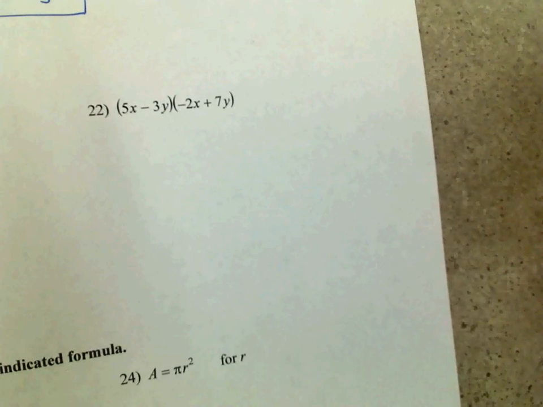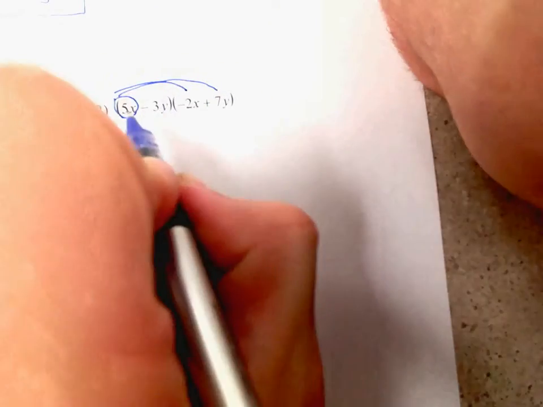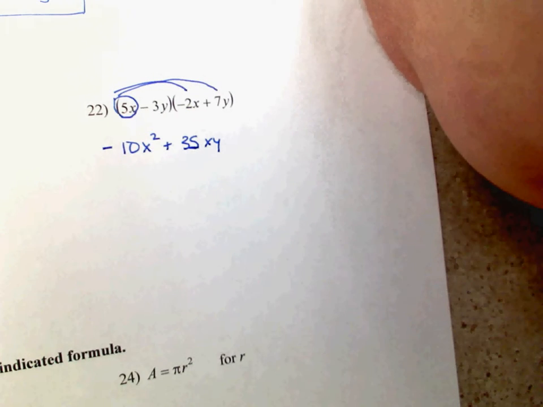And 22, same idea. 5x distributed to both parts. 5x times negative 2x, that would be negative 10. X and x is x squared. And then 5x times 7y, 5 and 7 is 35. Now x and y, you just keep them xy. Just like above, we had m and j together, so just keep it 35xy.